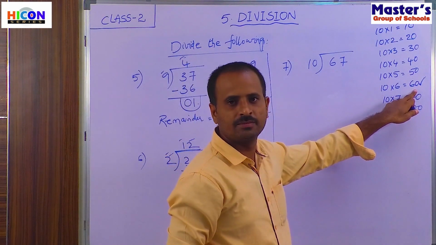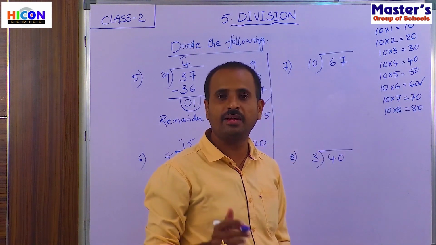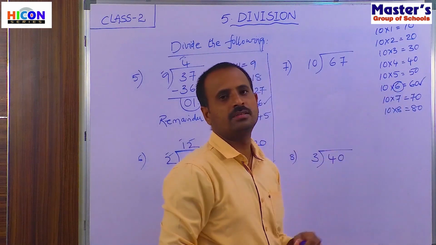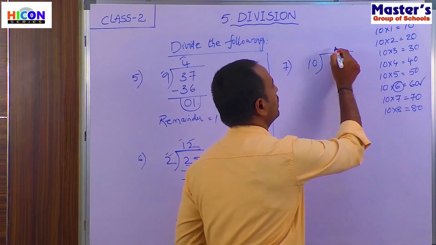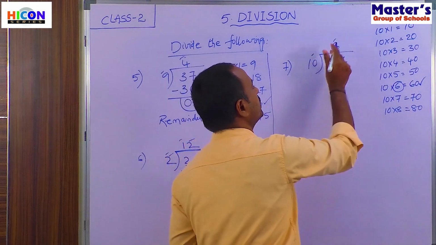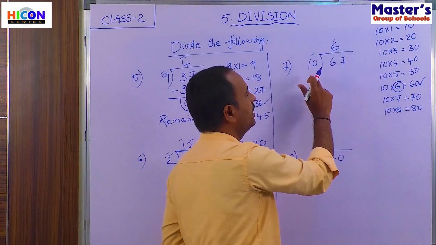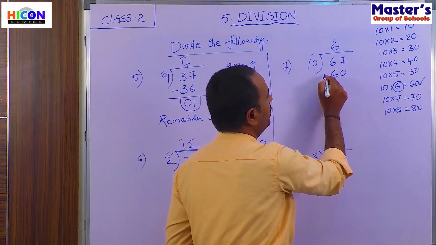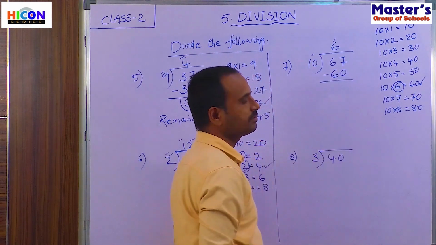So take 60. And how many times do you have to take to get 60? You have to take 6 times to get 60. So write 6 in the quotient above the dividend. And multiply these two numbers. 10 into 6. 10 sixes are 60. So write the product below the dividend and subtract.